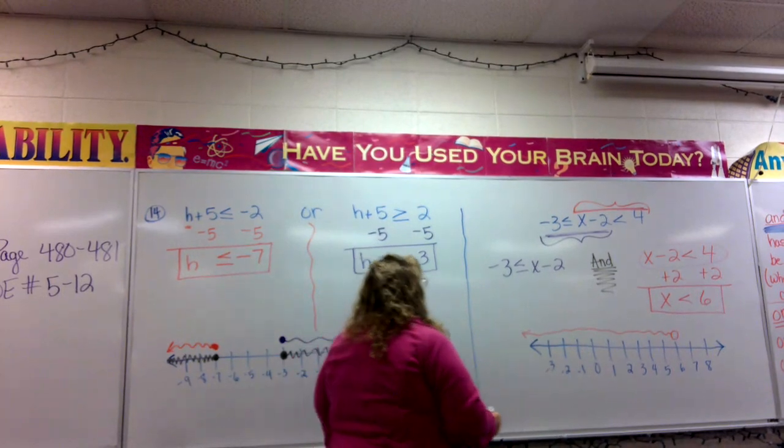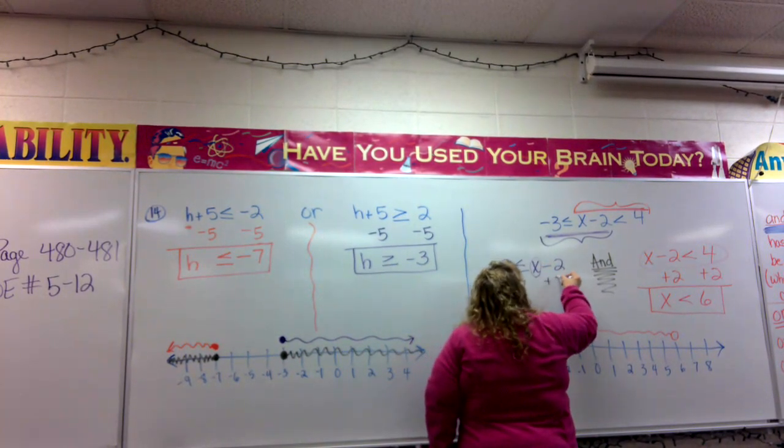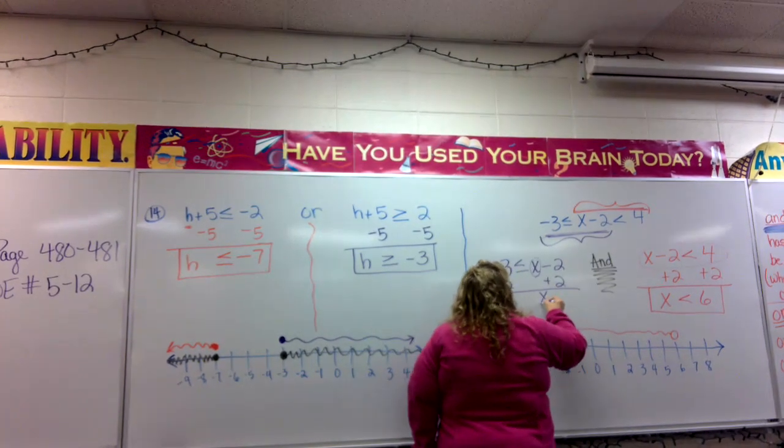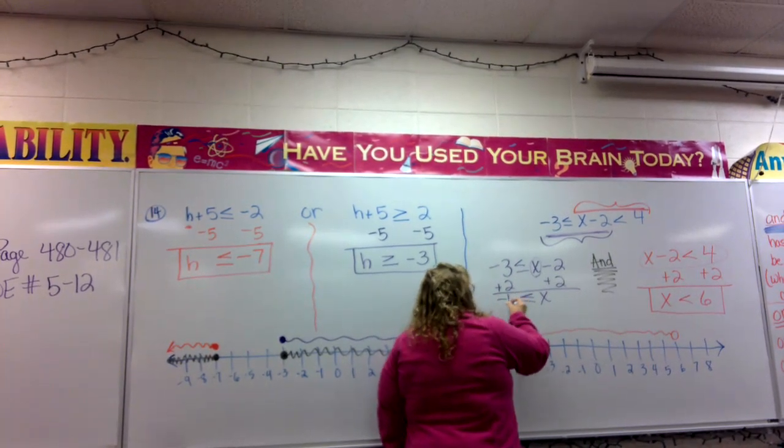How about the other side? What do I have to do to get x by itself? Add 2, x greater than or equal to -1.